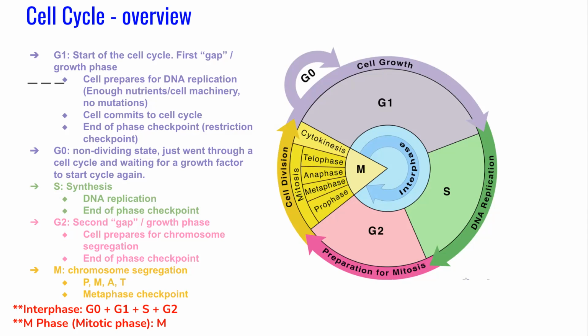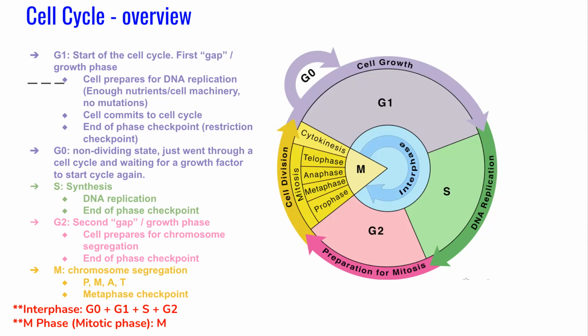And that is near the end of the phase, but once the cell hits the restriction point, there's still a little bit more that has to be done during G1 to prepare the cell for S phase, such as synthesizing proteins needed for S phase. G0 is a non-dividing state. The cell could have just gone through a cell cycle and is waiting for a growth factor to start the cycle again. So G0 doesn't mean it's dead.